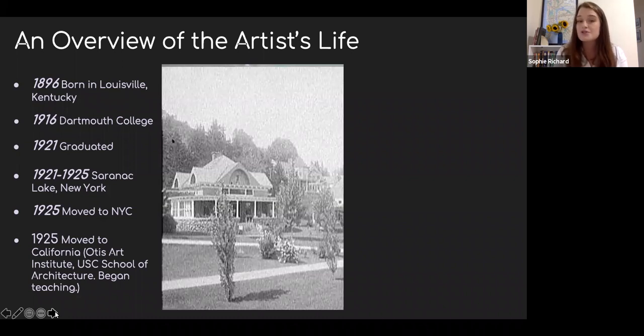He then began to teach drawing in the School of Architecture at the University of California, and by the mid-1930s became chairman of the art department. And this really speaks to his artistic career and his talent. About 5 years ago, he picked up his first paintbrush, and now he's chairman of the entire art department at a prestigious university.